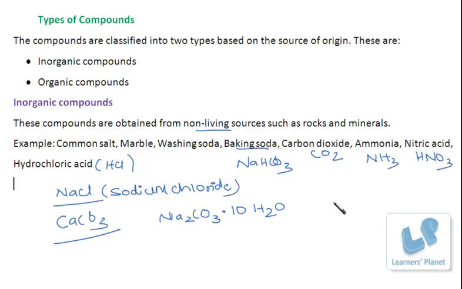And so these are called as what? Inorganic compounds. Now there is one more category of compounds, that is organic compounds. What are these? As the word indicates, living organisms. So the compounds which are obtained from living organisms are called as what? Organic compounds. Let's take the examples also.